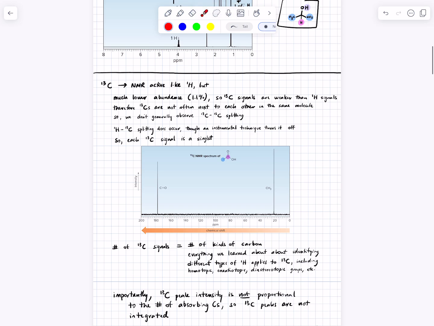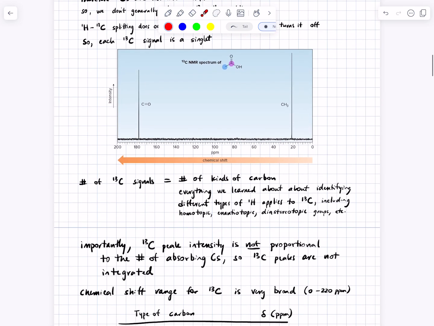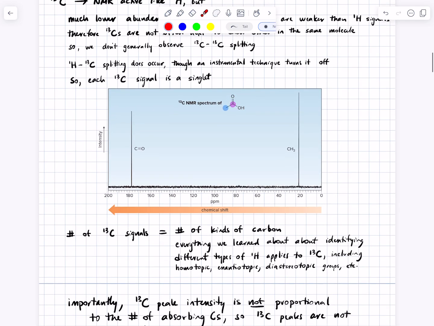I'm just going to show you one other thing. Importantly, peak intensity or peak area for C13, for some reason that I don't know, is not actually proportional to the number of carbons represented by a peak.